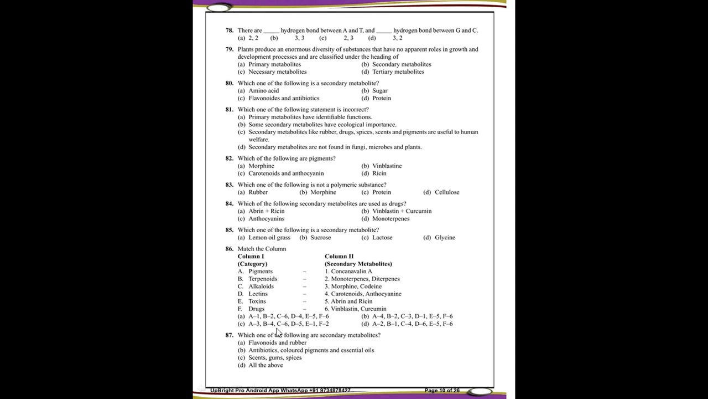Now the last question for us to end. Which of the following are secondary metabolites? So we have flavonoids, rubber, antibiotics, scent and gas. So all of the above, A, B, C, are all secondary metabolites. So the answer for 87 is D.